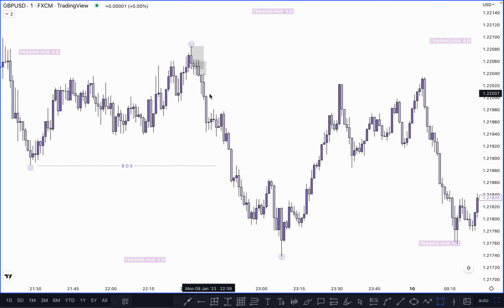Then you can see at this point what happened here. This candle took out the previous candle high. It means this acts like our valid order block. Why? Because proper imbalance is available here. Also, this candle took out the previous candle high.